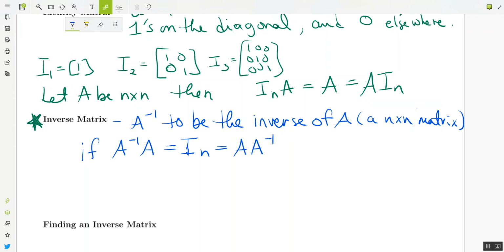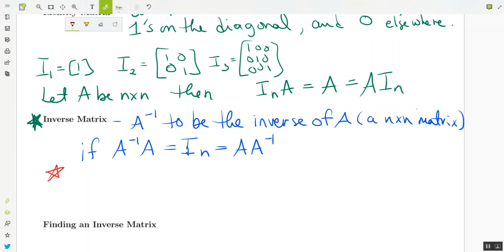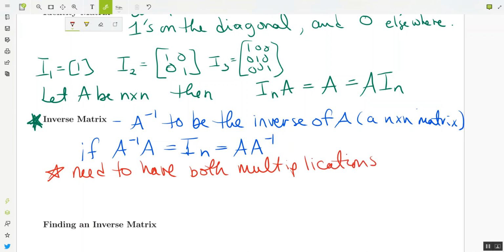So one thing I want you to note is it has to work on both sides since the multiplications aren't necessarily the same. Remember, A times B isn't B times A this time. So you have to have both of these work. You need to have both multiplications work. I've only done one side, so I really need to do the other side to check. It does work. Don't worry about it so much for that one.